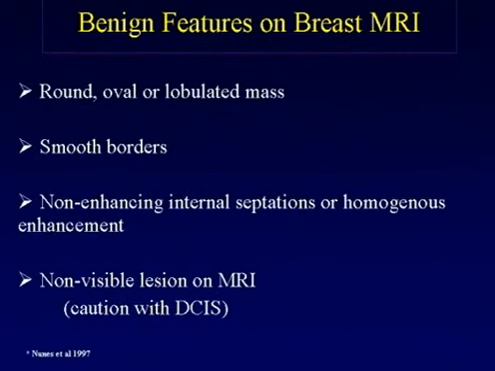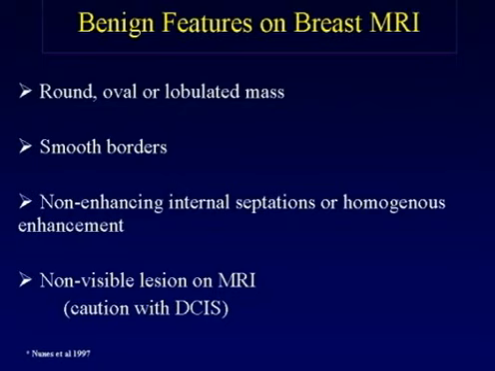So why is this lexicon important? Because it lets your referring doctors know what you're thinking about, whether you're going to be implying a benign or malignant lesion. So if you're thinking of a mass and you're describing it as round, oval, or lobulated with smooth borders, just like on mammography and ultrasound, you're thinking of benign entities.